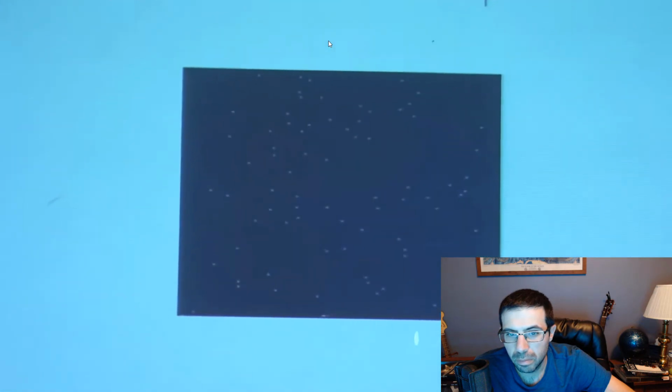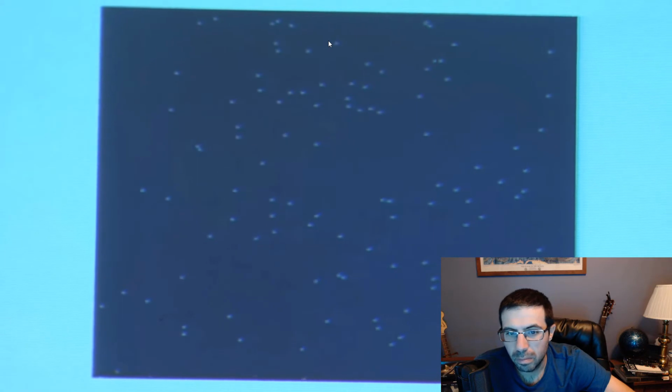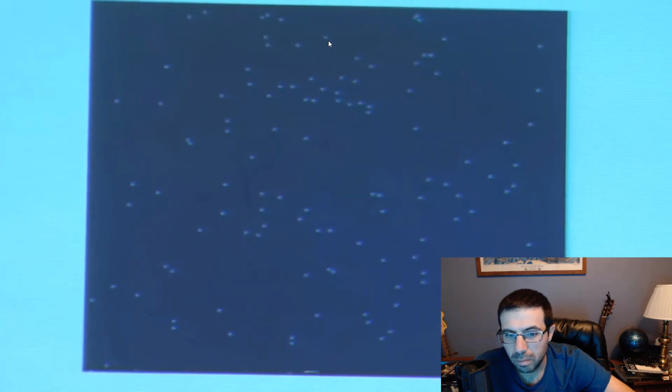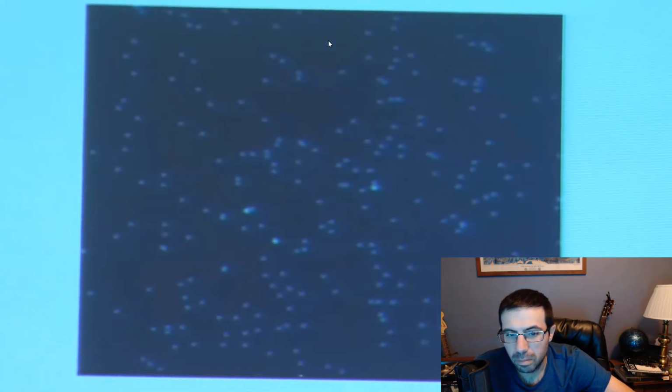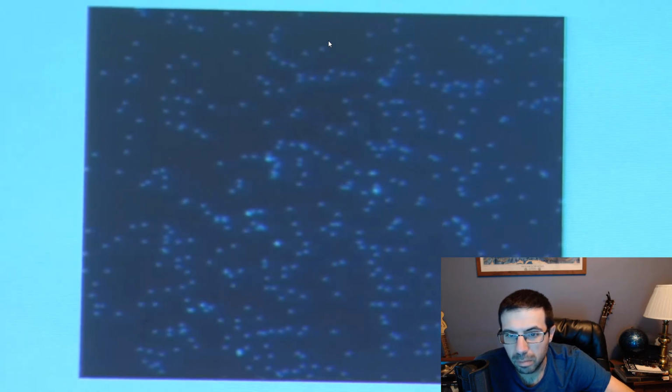So they look pretty localized. There's not a whole lot of structure. And now they're going to start speeding it up. This is 100 times the actual speed.